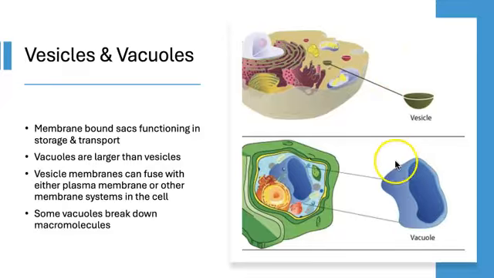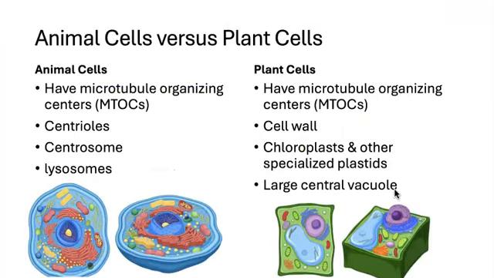And some of the vacuoles we'll see will break down macromolecules such as lipids. Now let's talk about animal cells versus plant cells. We'll see in animal cells we'll have microtubule organizing centers, and our plant cells will have the same. In our animal cells, we'll have something called centrioles.